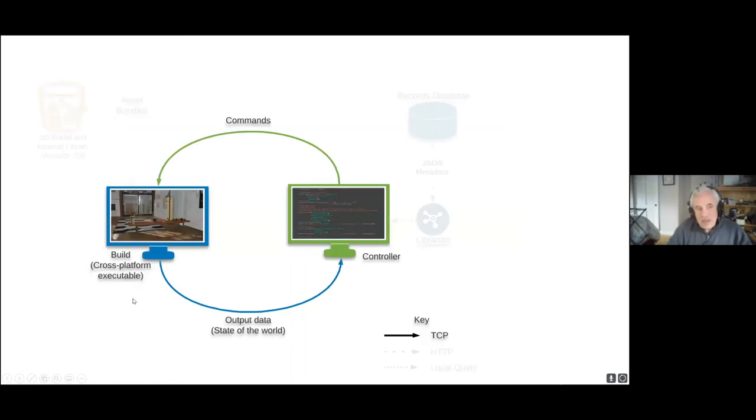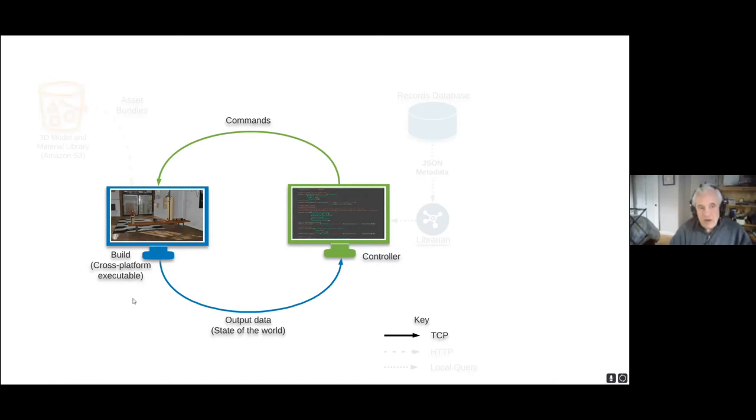So a TDW simulation is composed of two main components. The build, in blue on the left, is a Unity executable of TDW simulation engine. It could be either Linux, OS X, or Windows. The build is responsible for image rendering, audio synthesis, and all physical simulation. The controller, in green, is a Python program which communicates with the build over TCP/IP and uses TDW's comprehensive command and control API. The controller sends commands to the build, which executes those commands.